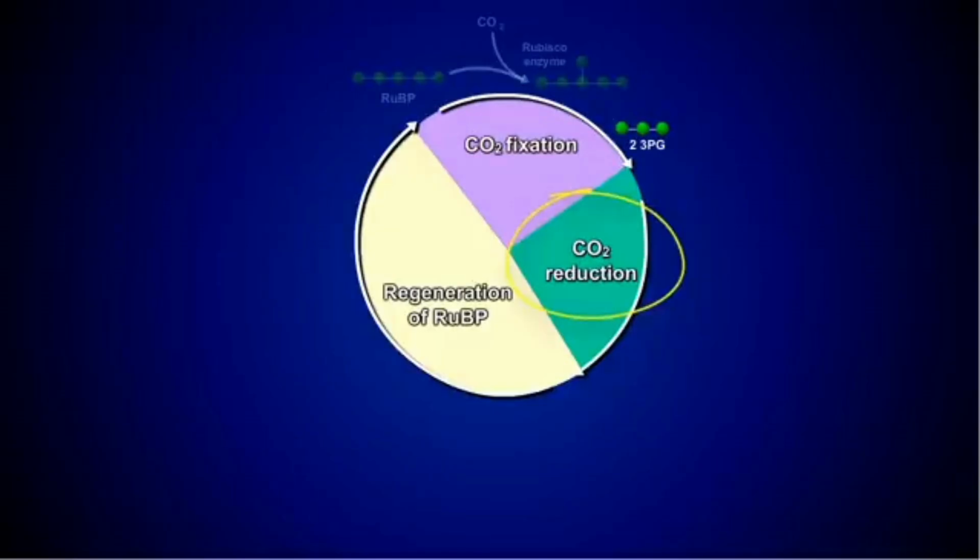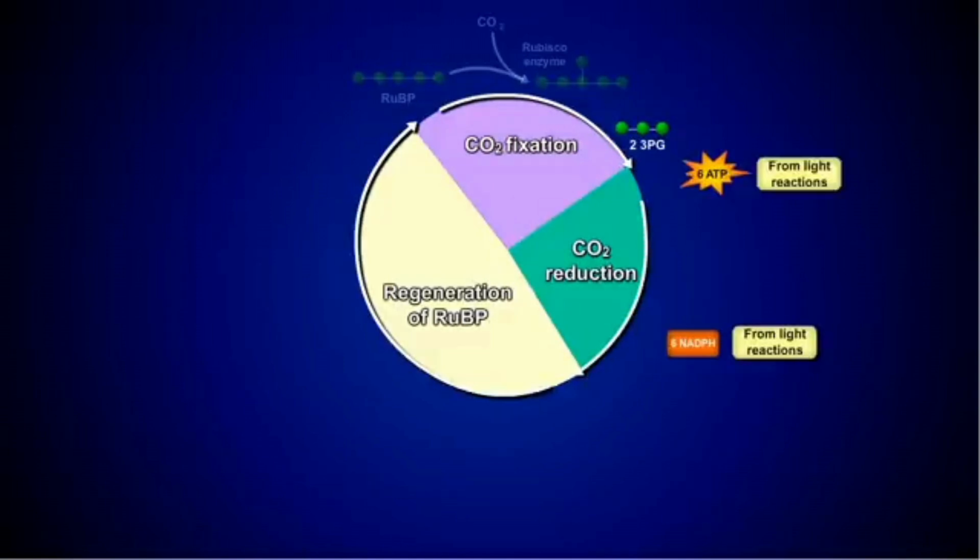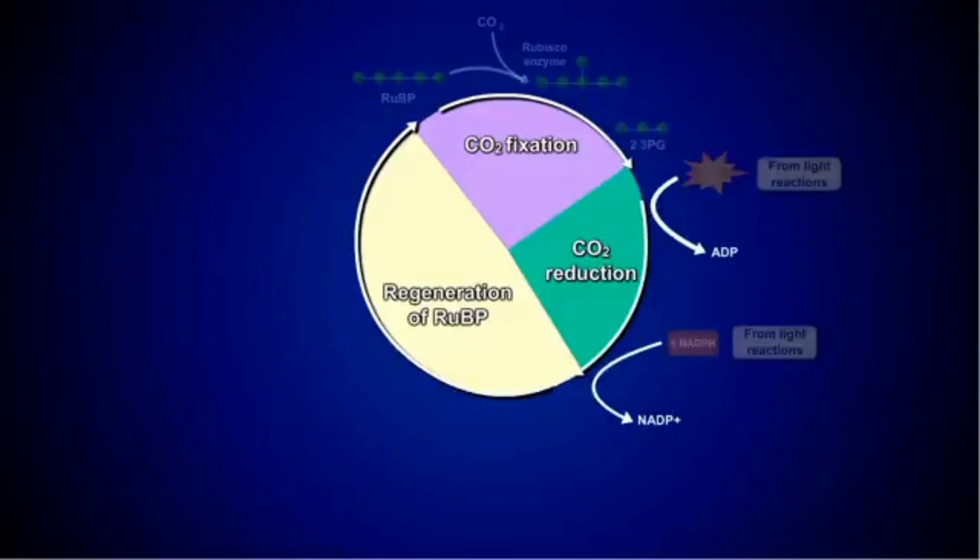Next, the process of converting the CO2 to carbohydrate begins. This phase is called the carbon dioxide reduction phase because we're adding electrons and energy to the CO2 molecule. During this phase, a sequence of reactions uses NADPH and some of the ATP from the light reactions. These molecules supply the needed electrons and energy for CO2 reduction. Electrons are added from NADPH, and through a series of reactions, 3PG is reduced to form G3P, a carbohydrate.